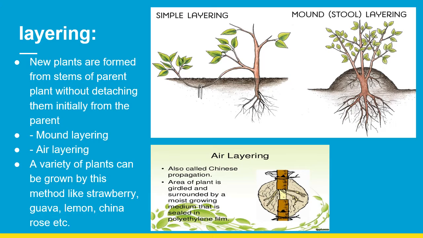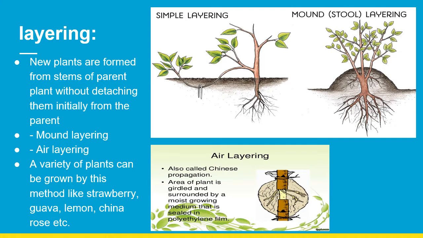Here we will see the three different types, starting with simple layering. Here we can see the bark of a plant that bends downward towards the soil gets buried under the soil, and after a few days or a few weeks we can see small roots arising from that part. Once the straightening up of that bark part takes place, they will cut the part of the bark that moves out of the mother plant, and then two new plants will be produced.